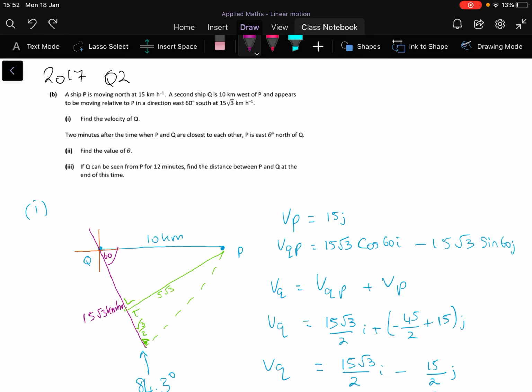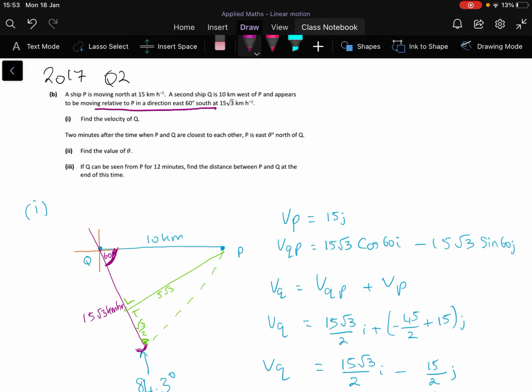The next thing I'm going to look at is Q, and it tells me that Q is going relative to P in the direction east 60 degrees south. So in this diagram, my purple line is the velocity of Q relative to P, because it's relative to P in this direction. That's the angle I've marked in here, east 60 degrees south, and I've drawn in my purple line going in this direction. And I know it's going at a speed of 15√3 because they told me that in the question.